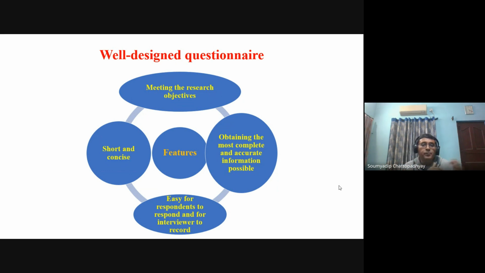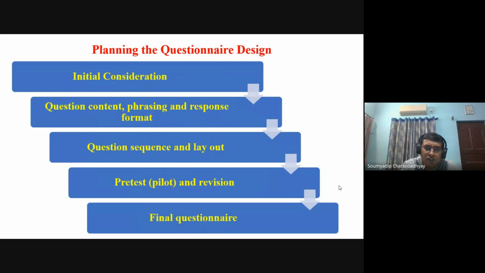Okay, and another important aspect is your questionnaire should be short and concise, of course, without compromising on the range of issues, on the range of topics on which your research questions are centering around. Okay, so these are the basic features of a well-designed questionnaire.